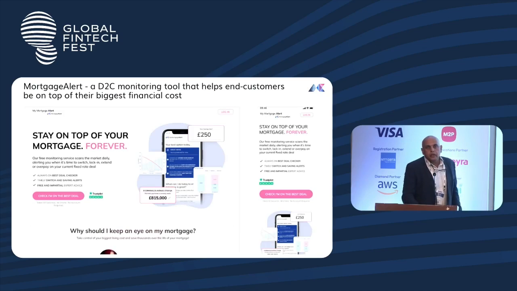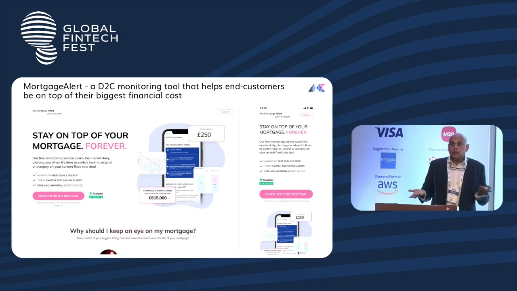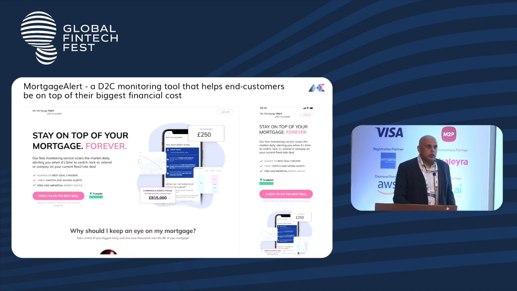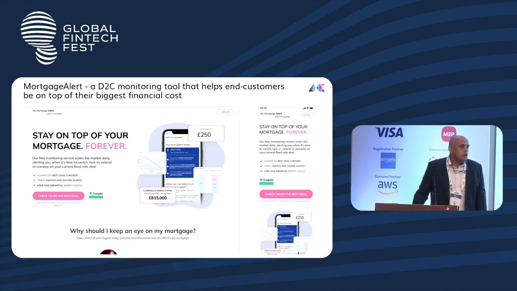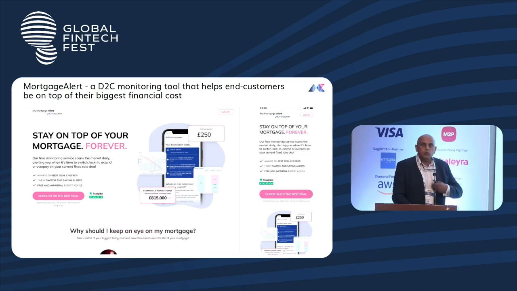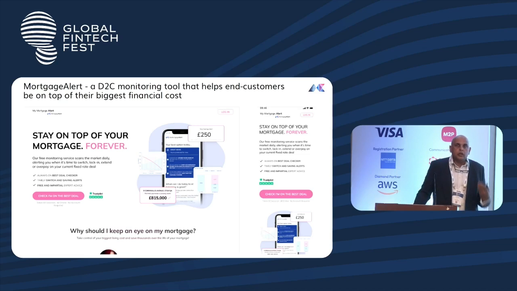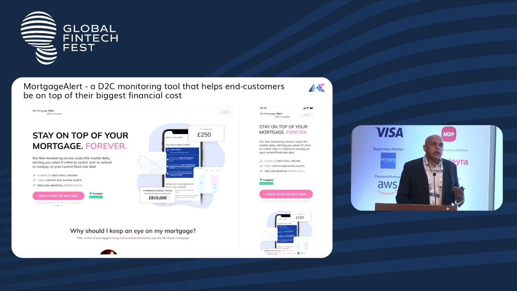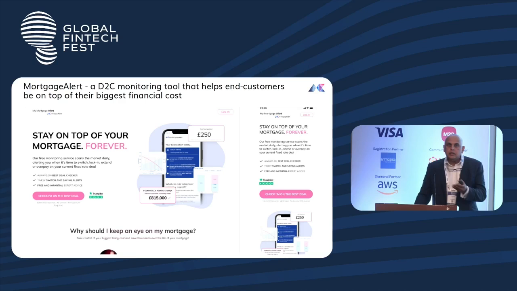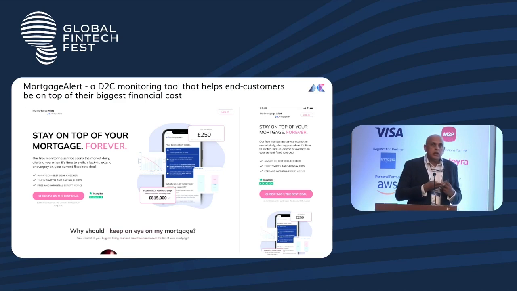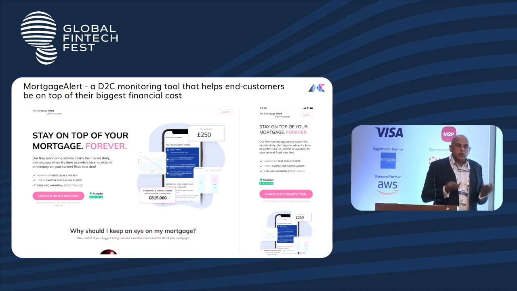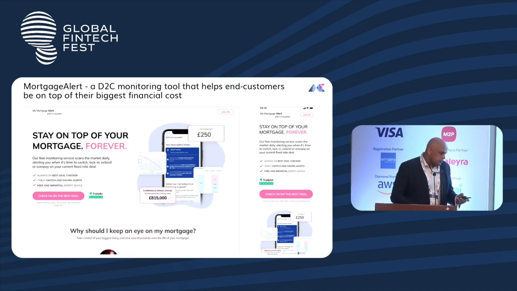So what we have developed is Mortgage Alert, which is a direct-to-customer monitoring tool that helps customers like you and I be on top of their home loans or their mortgages. The idea is very simple. You take one-time data from the customer and you help them understand what better deals exist in the market, not just now, but on a continuing basis as their mortgage balances change, their home prices change, as well as the supply or availability of mortgages and interest rates in the economy changes.